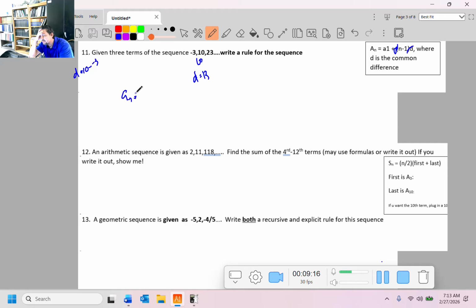So the nth term is the first term, which is negative 3, plus the difference of 13 times n minus 1. We don't put anything in for n. You are writing a rule. It's an explicit rule. It says, give me the number of the term you want, and I spit it back.